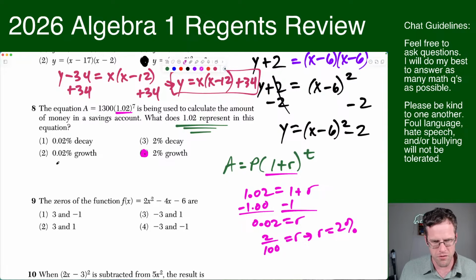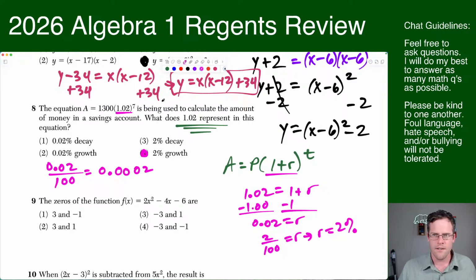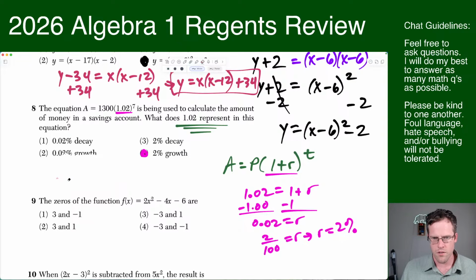Not 0.02%. 0.02% is 0.02 over 100, which would be 0 and then three zeros and then a 2. So not that. That would be not enough zeros or too many zeros. So definitely 4.